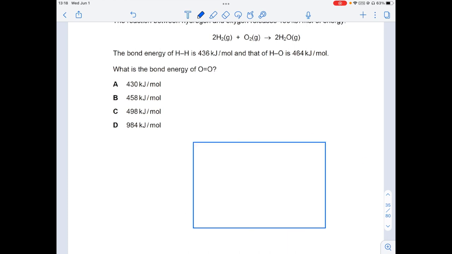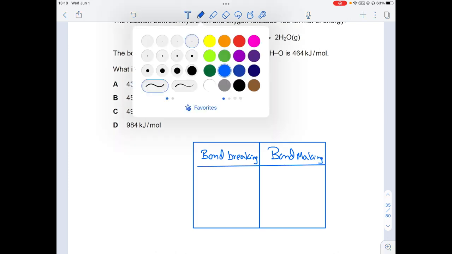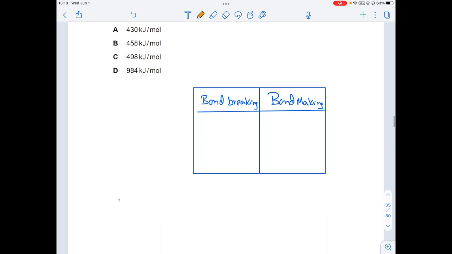So let us make a table. What is that table about? Bond breaking and bond making. We make two columns. First of all, let us write the equation. What does it become? H single bond H, two times, plus O double bond O gives rise to H2O, with O-H and O-H, and another one because there are two molecules of water.